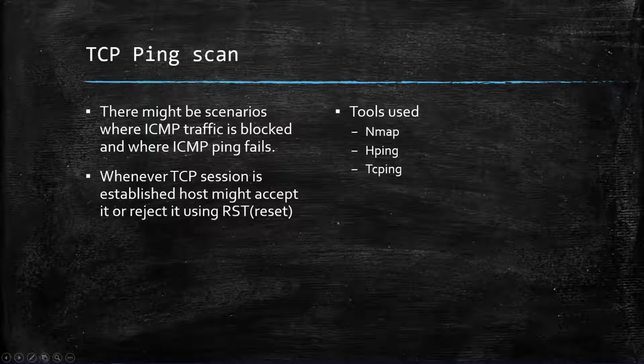Most of the services like FTP and SSH use TCP. If the device is there and we are trying to connect, and the TCP port is open, it is going to reply and establish the session. If it is closed, it will reply with the reset flag, which specifies the port is closed. From that we can know whether the device is there, because if it is there it responds, either with a reset or by establishing the connection. Some of the tools are hping, tcping, and Nmap.